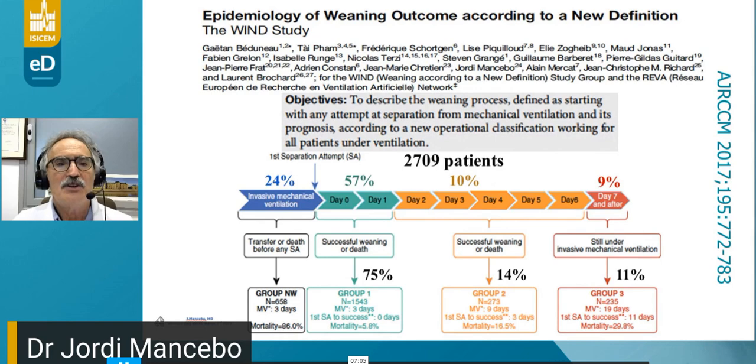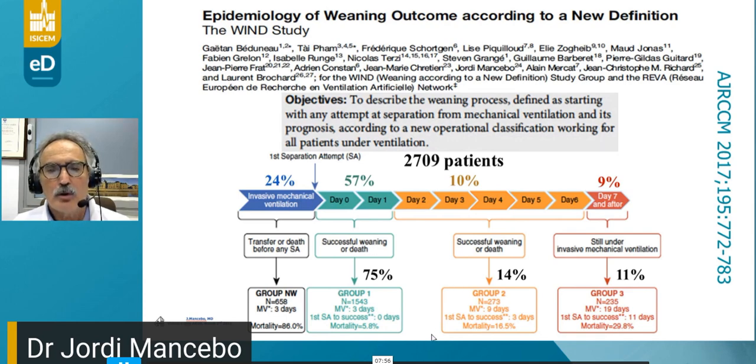Interestingly, this is data on the new classification of weaning from mechanical ventilation, and in this large number of patients, you see that about 75% of the total were submitted to a first spontaneous breathing attempt, and among all these patients, at this first attempt, 75% of them successfully passed the trial and were extubated. These were the simple patients.